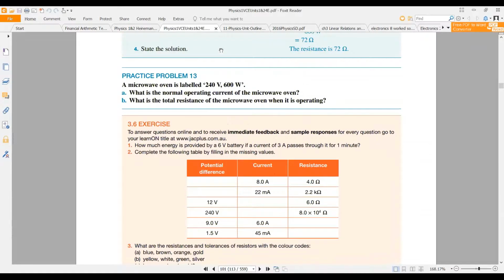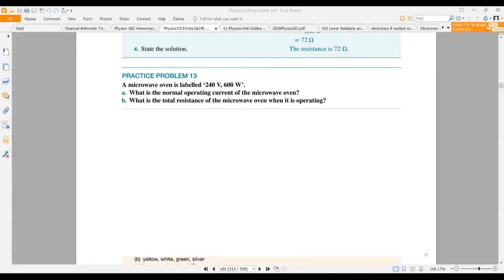If you guys want to leave, you can, but I'm going to go through one last question. I'm going to go through this practice problem at the bottom here. It's very similar to the last question. So if you don't want to stick around, I understand.